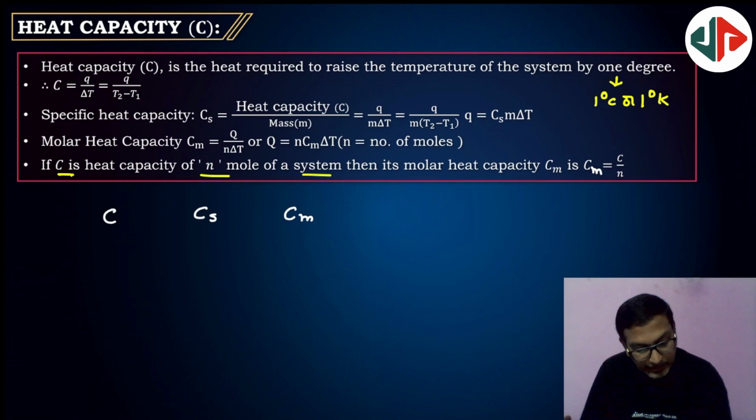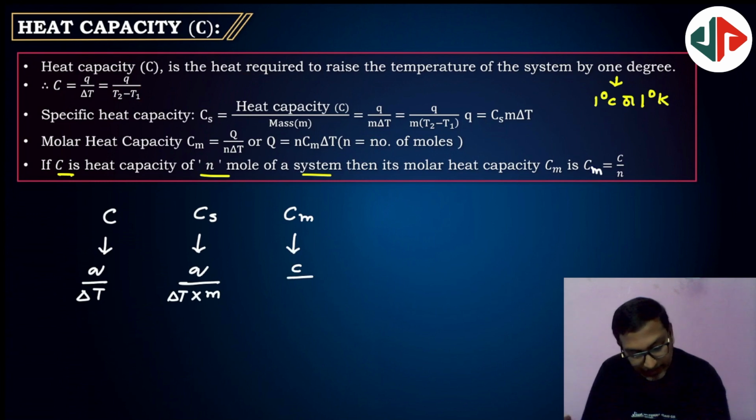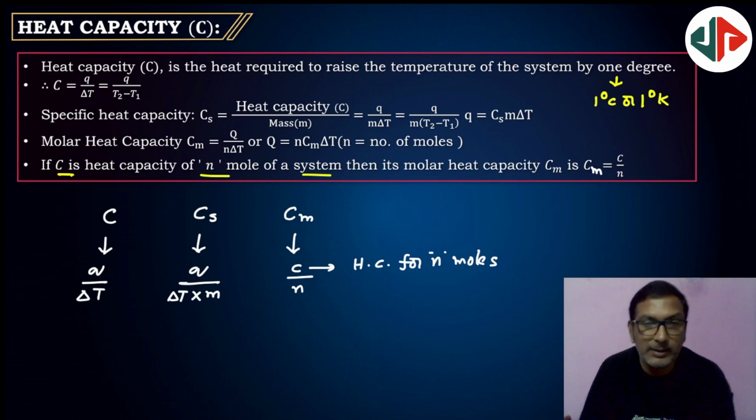Next, heat capacity is Q by delta T. Specific heat capacity means Q by delta T by mass of substance. Next, Cm is C by n. Say C is the heat capacity for n moles. Heat capacity for n moles divided by n gives it for 1 mole.